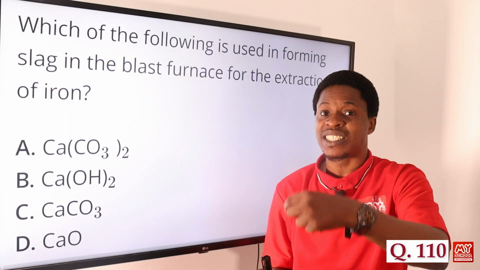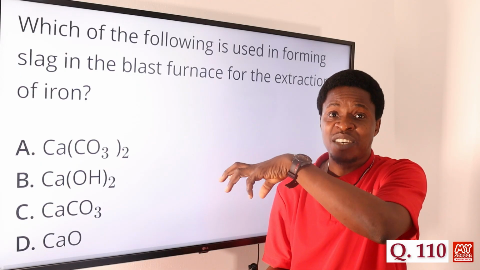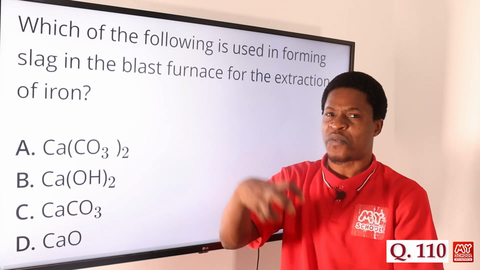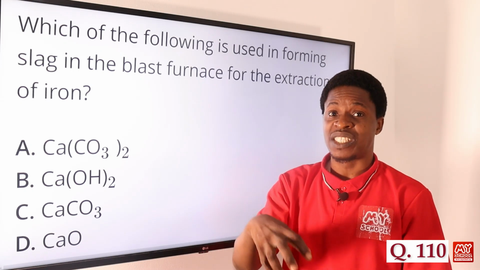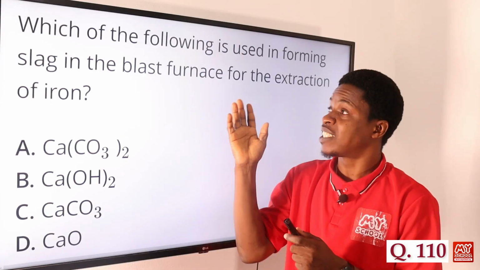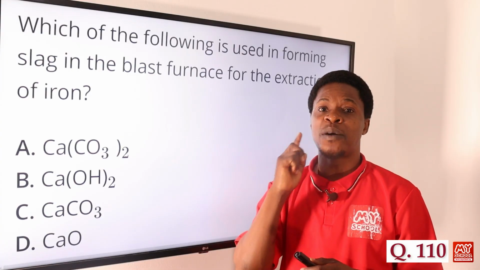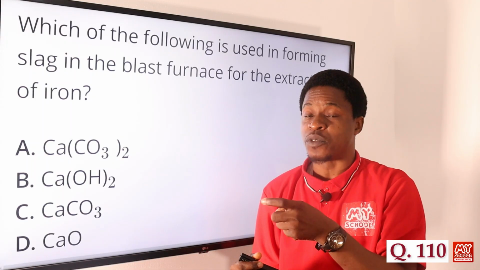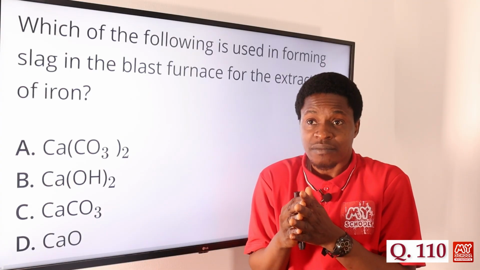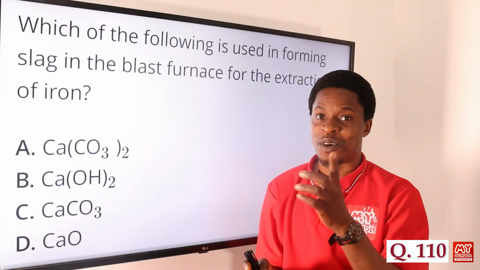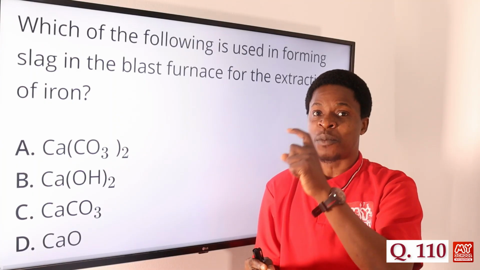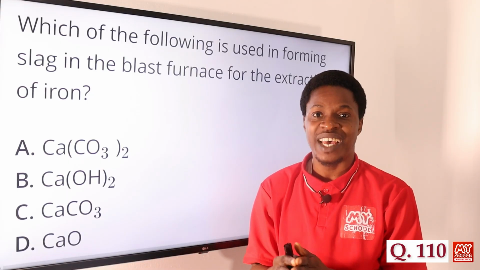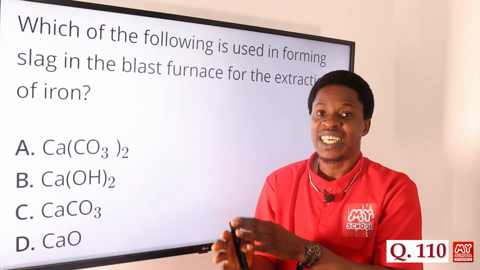But to remove that slag, that silicon dioxide that is there, there's need to introduce a flux. A flux is what is going to remove that impurity. The flux that is introduced into the furnace is calcium trioxocarbonate 4, that is CaCO3. Once that happens, the calcium carbonate will produce calcium oxide. Calcium oxide is what we actually need. So calcium oxide will now react with the silicon dioxide to form Ca2SiO4. So that is going to be a slag.